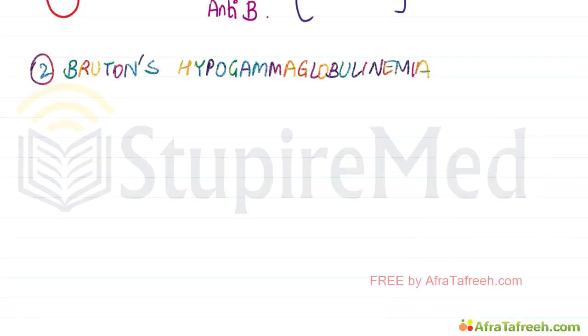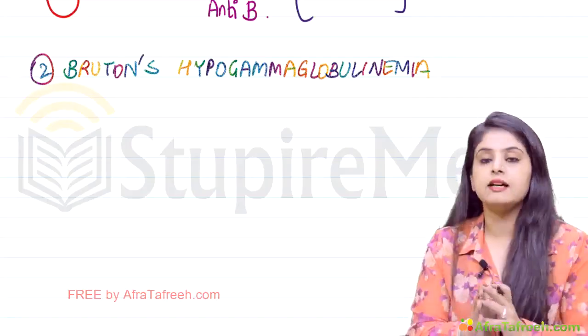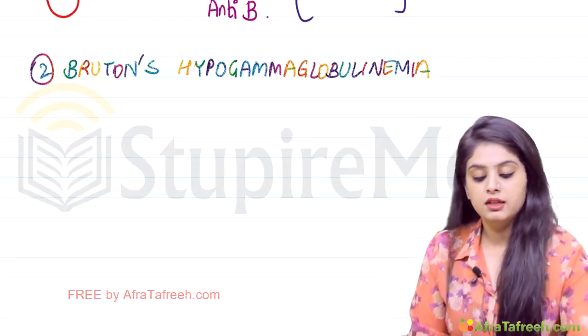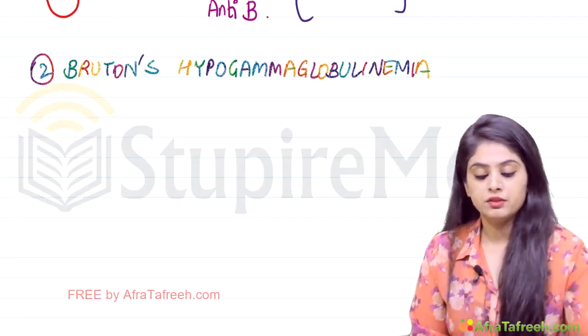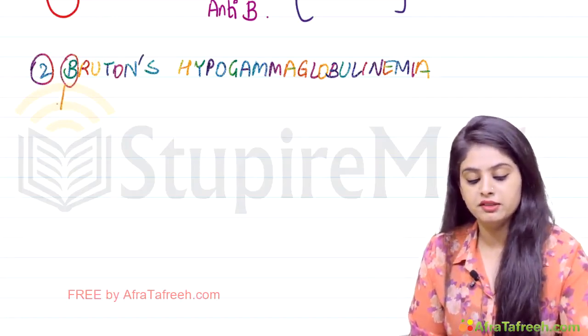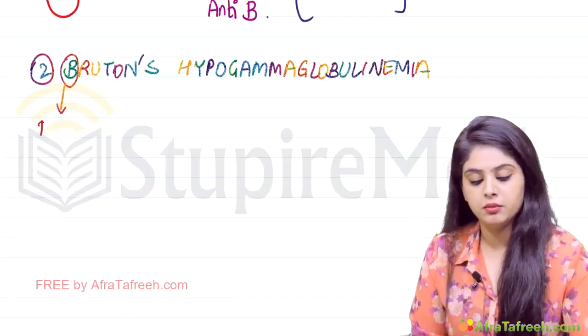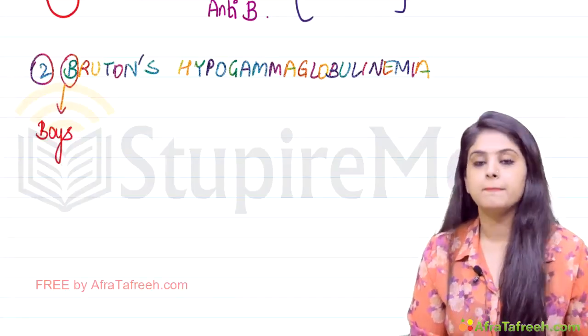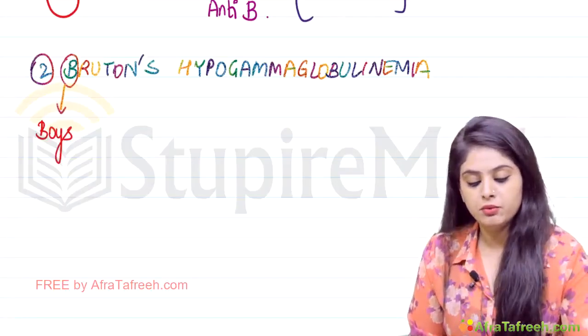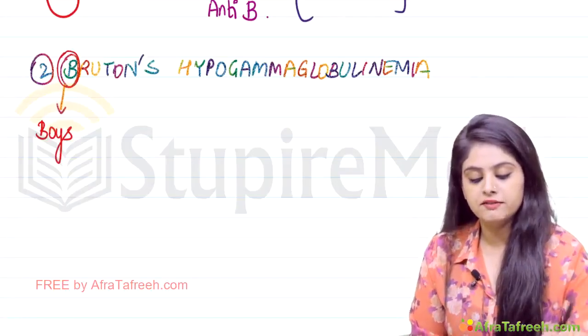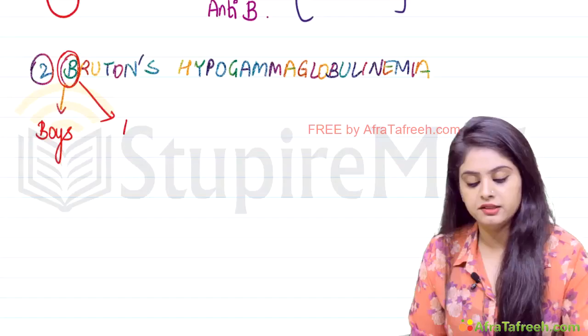Sounds like a really long name, but what I want you to understand is to try to break it into parts, and the entire summary is in this only. B for Bruton's, so B for boys. This is more commonly seen in boys. Again, B for Bruton's, B for the defect in this particular disease is in the B cell. There is a B cell defect.